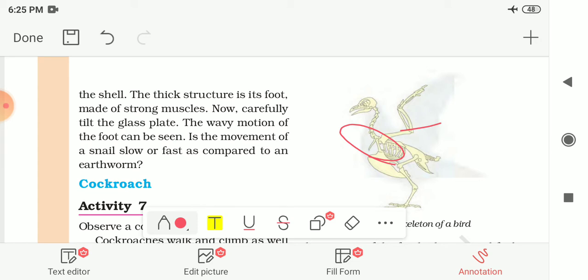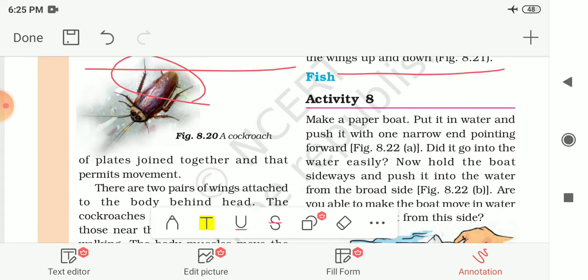So this is the movement in the birds. This one is the skeleton of a bird shown to you. Now the next animal is fish. For that, activity number 8 is given to you.